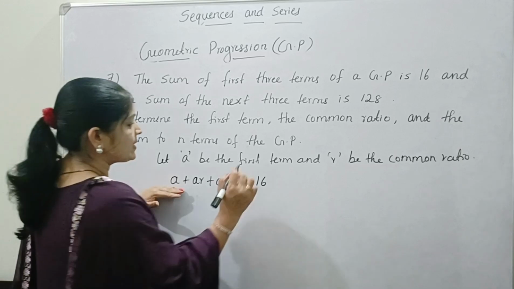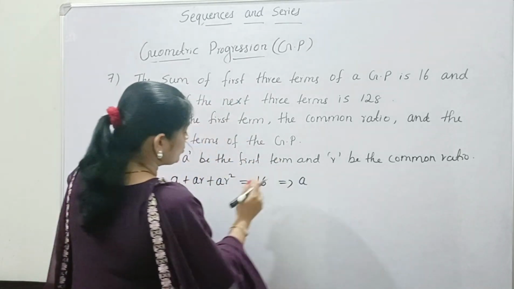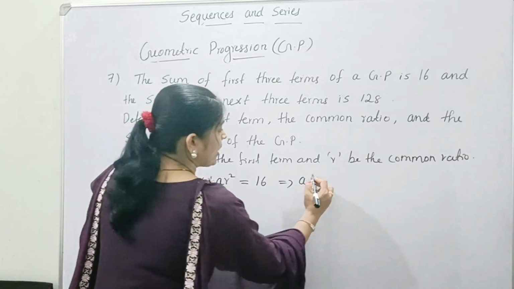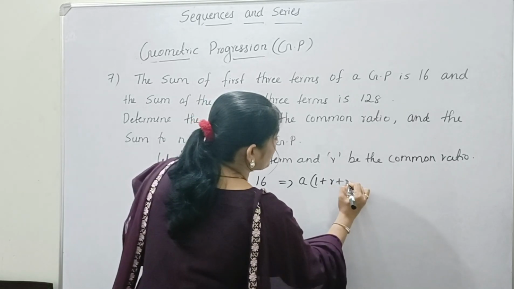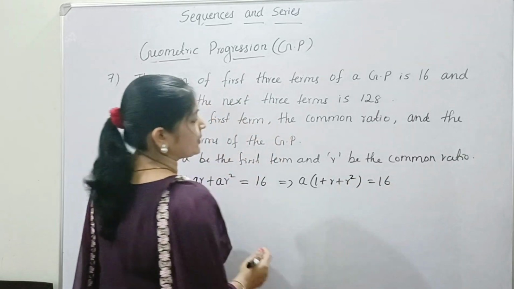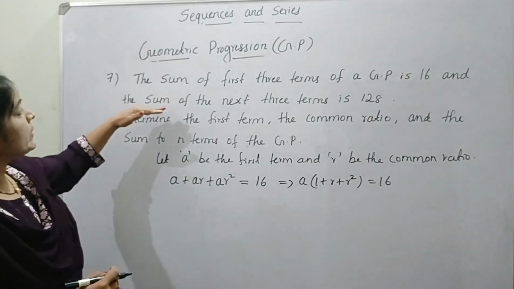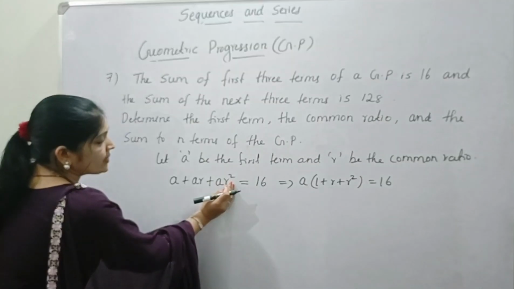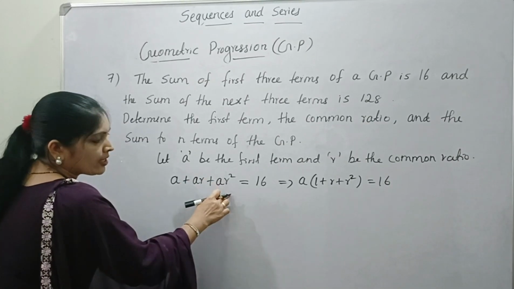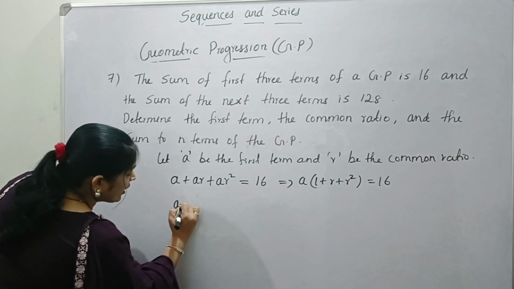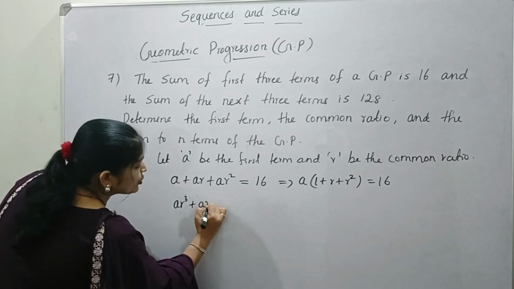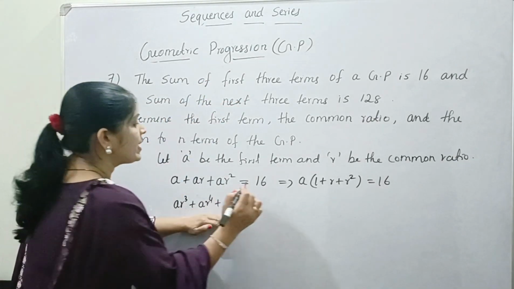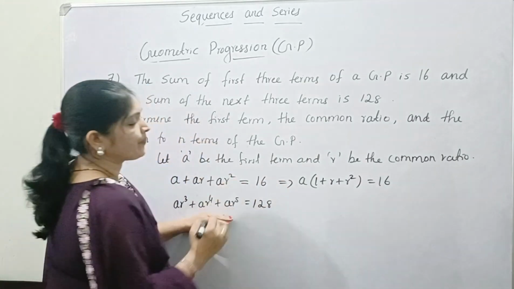We can write it as a into, since a is common, let us take it out: a into 1 plus r plus r square is equal to 16. Next condition is the sum of the next 3 terms. The first 3 terms end at ar square, so the next 3 terms are ar cube plus ar raised to 4 plus ar raised to 5. The sum of next 3 terms is 128.